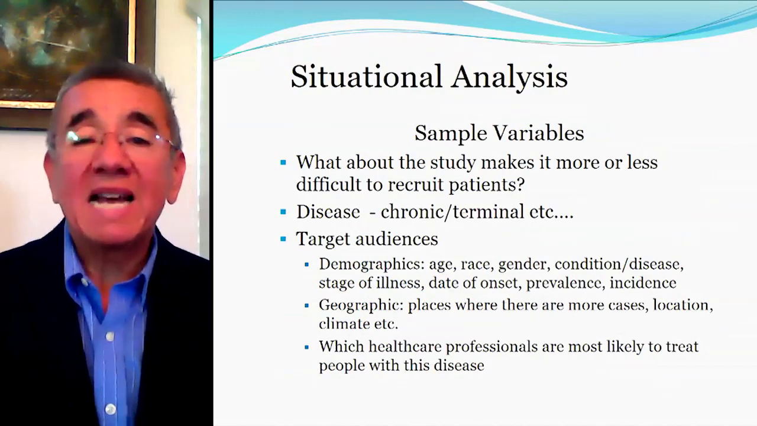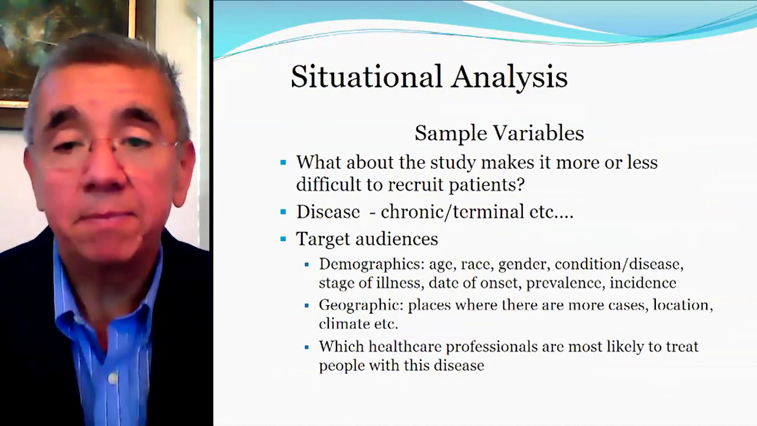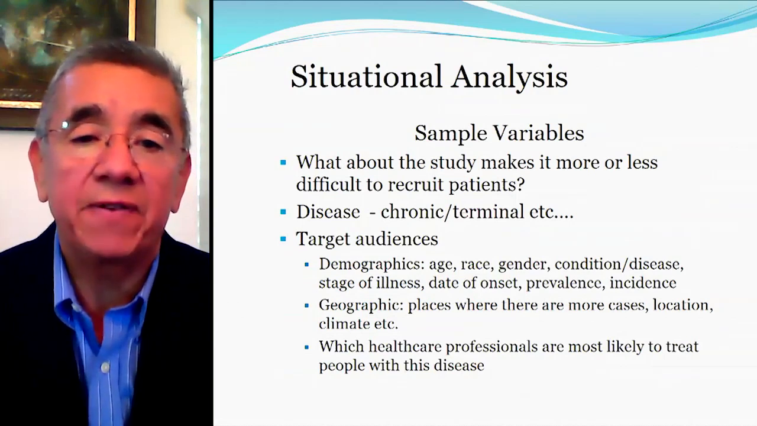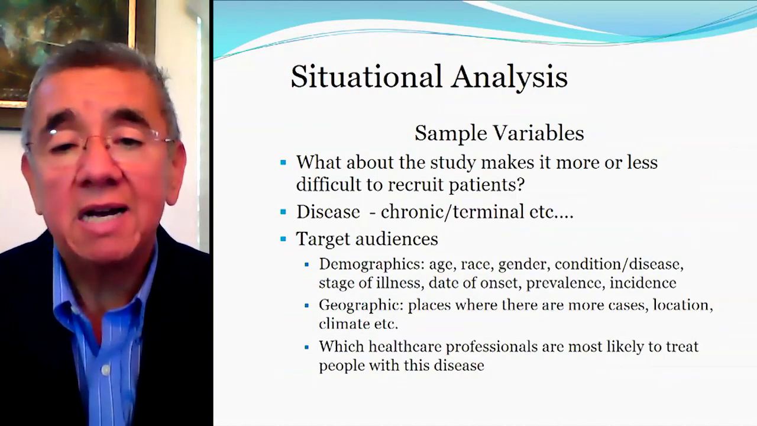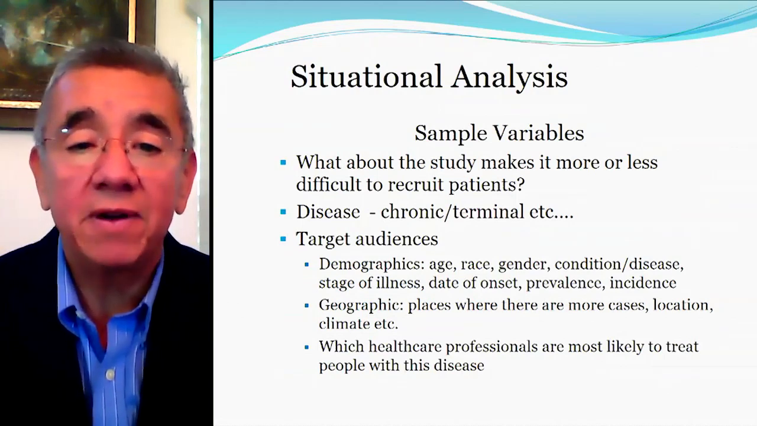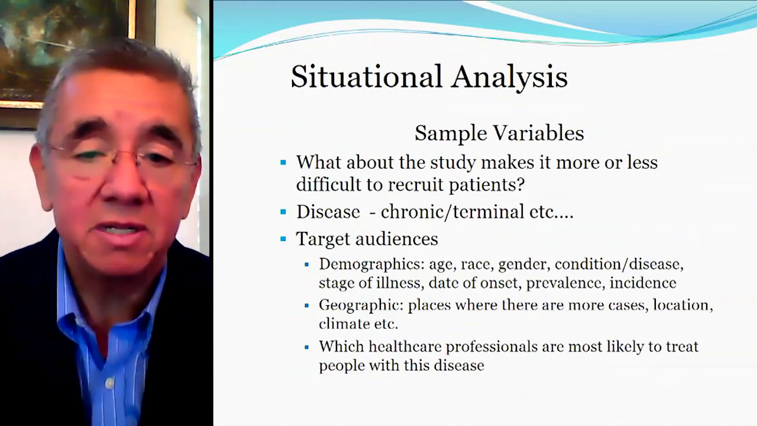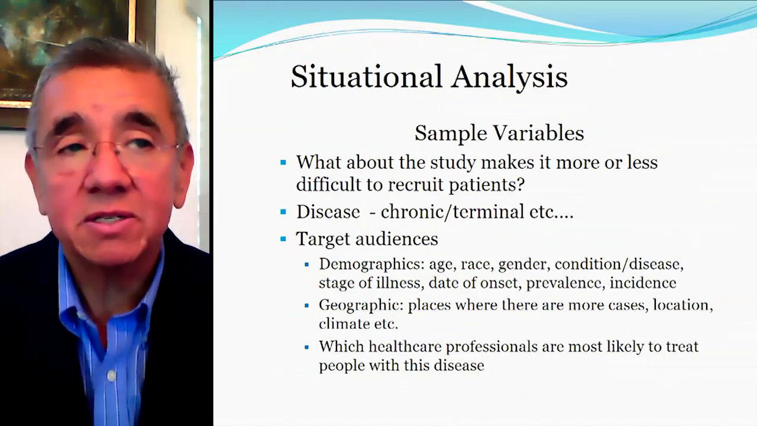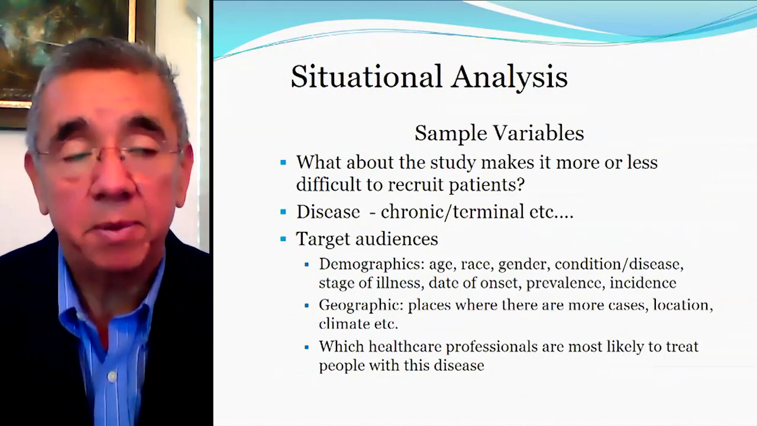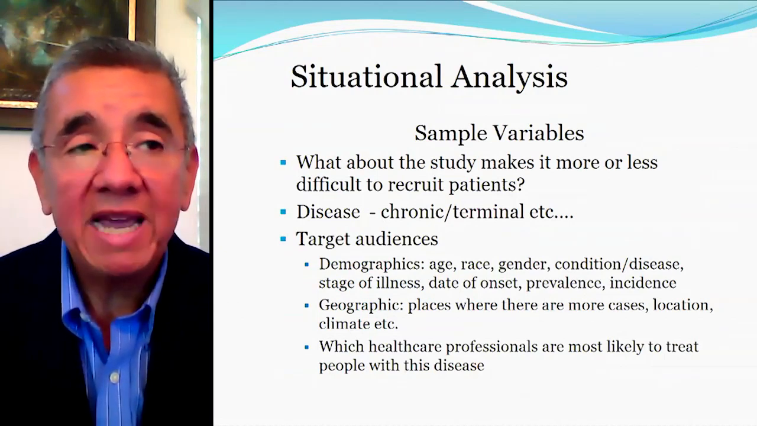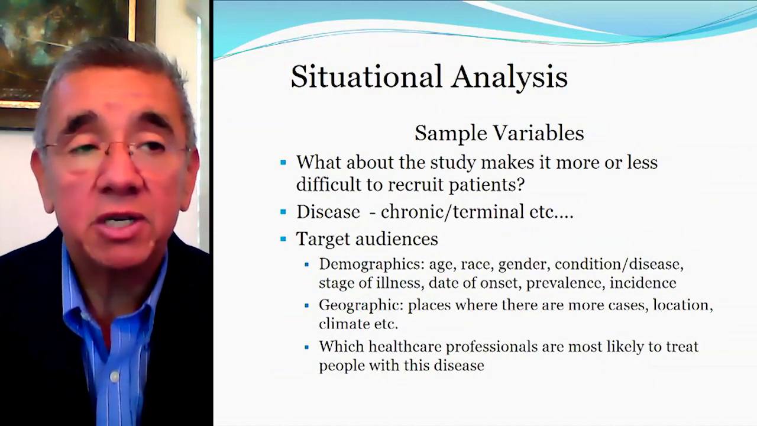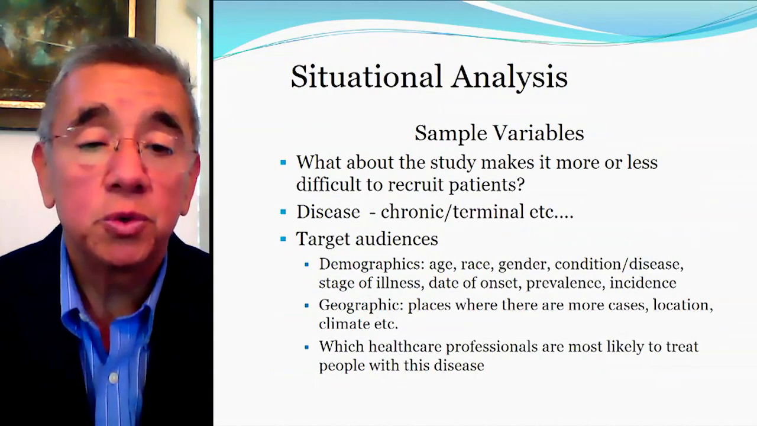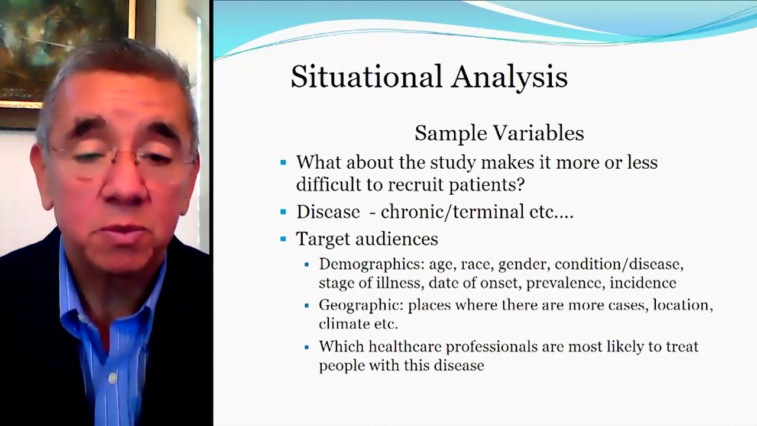The situational analysis that we have has many samples, variables. We look at what about the study makes it more or less difficult to recruit patients. Sometimes we have a disease, chronic, terminal. We have many different studies. Many studies are sometimes very hard to get the population. And when we get a very hard population, then we look for different strategies that we can use to attract the participants to participate.